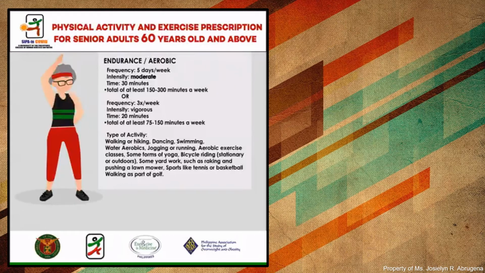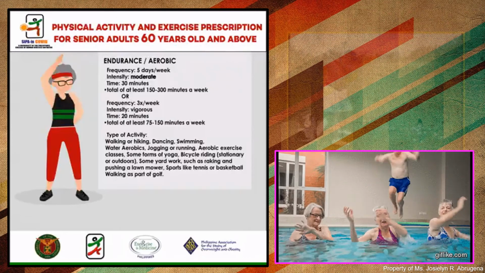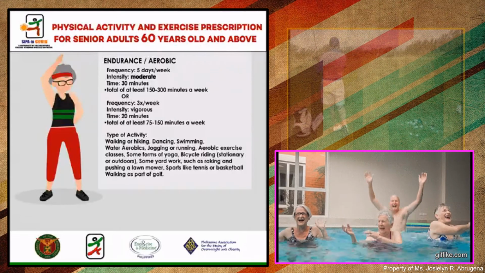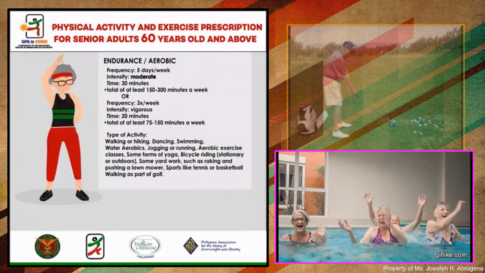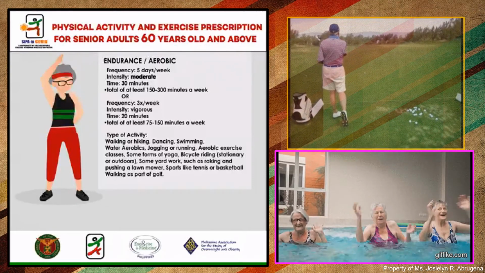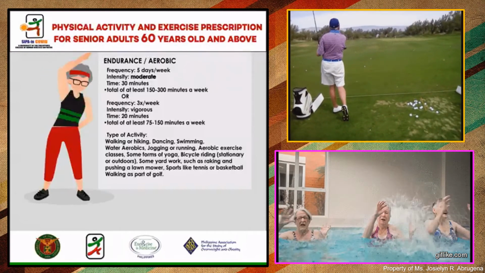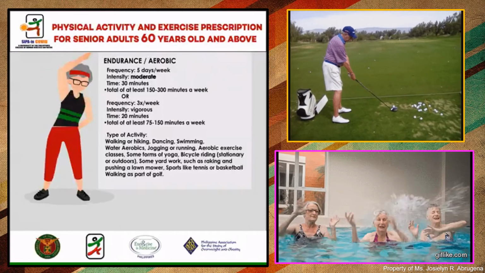Type of activity: walking or hiking, dancing, swimming, water aerobics, jogging or running, aerobic exercise classes, some forms of yoga, bicycle riding, stationary or outdoors, some yard work such as raking and pushing a lawnmower, sports like tennis or basketball, walking as part of golf.